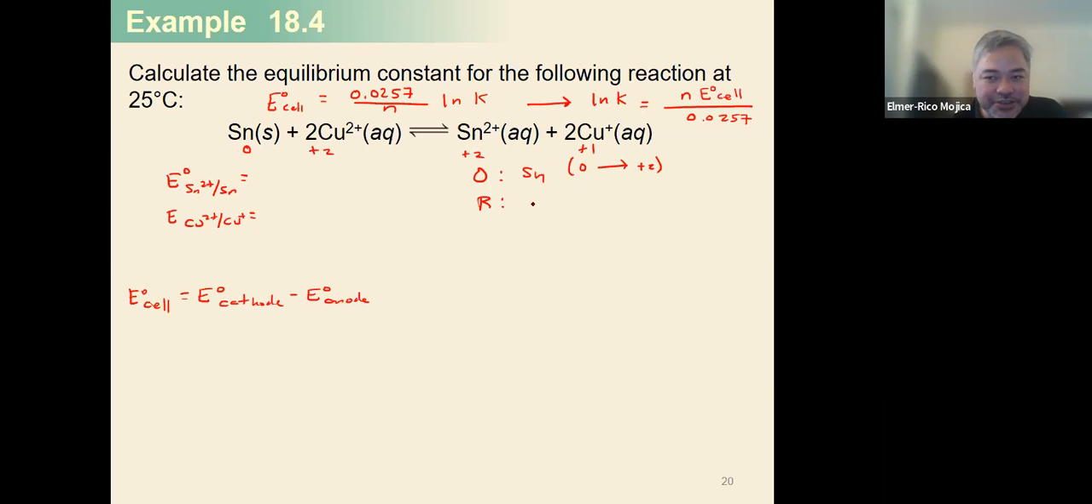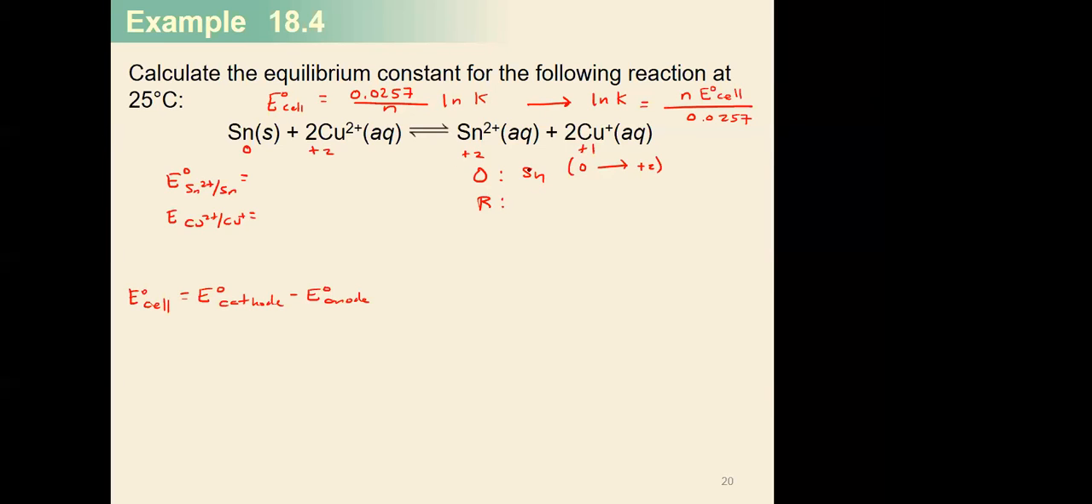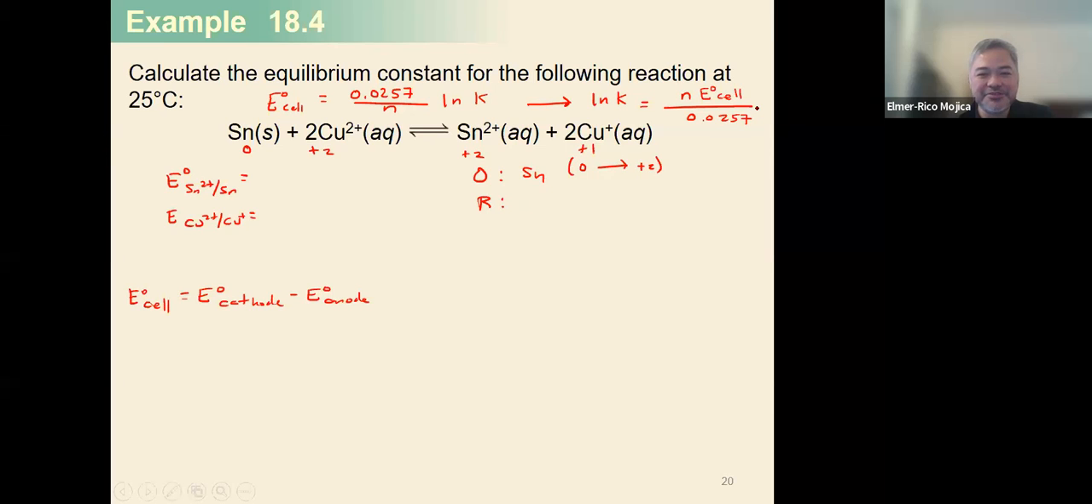So the one that is reduced is the reducing agent... So what's the one being reduced? Copper. Okay, the one that is being reduced is the copper.